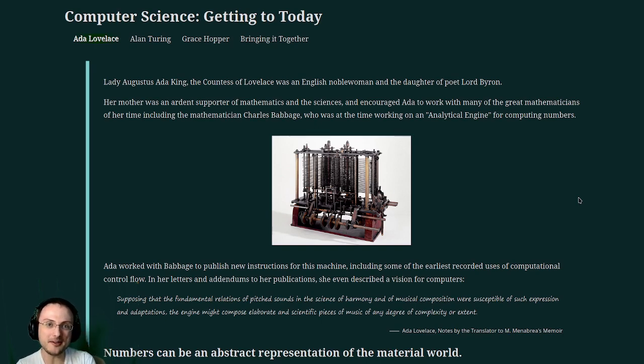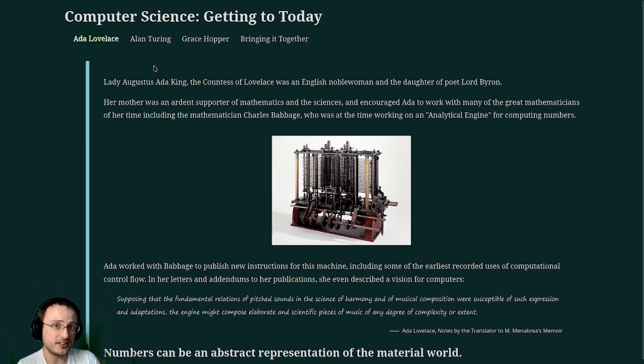And that big idea that she had, that numbers can be an abstract representation of anything in the material physical world, that is hugely influential to the way that we store data in our programs and how we think about computers, not just as a computational engine, not just as something that can do math, but as something that can store a representation of reality.